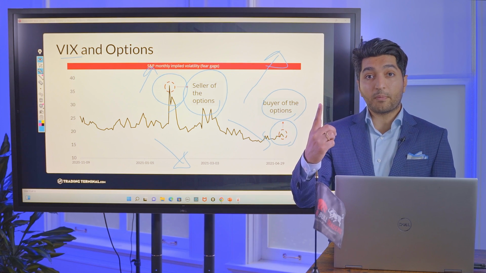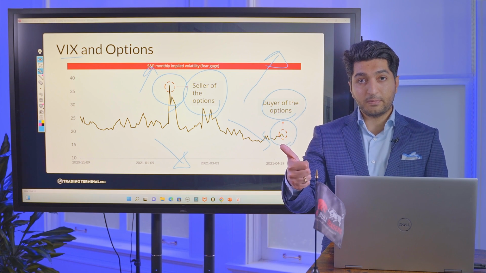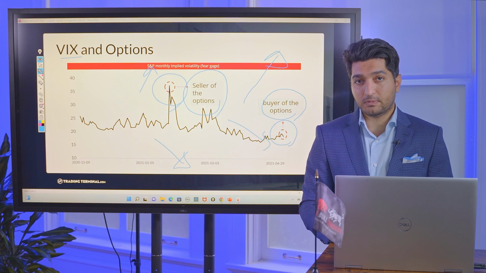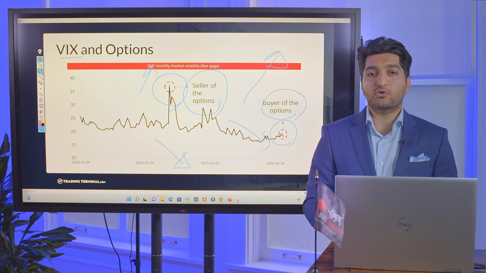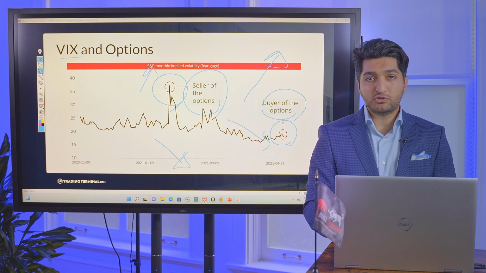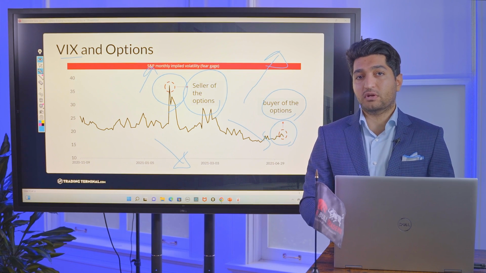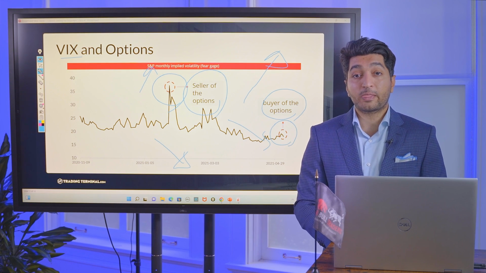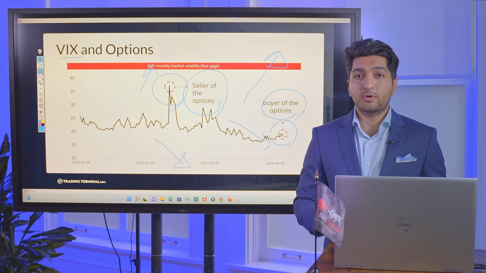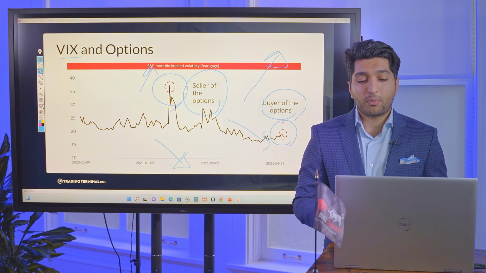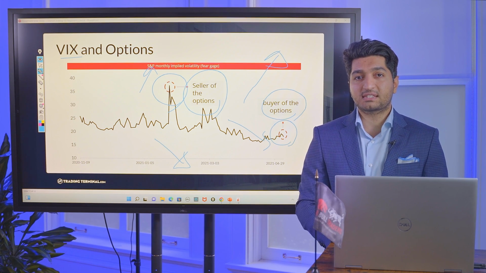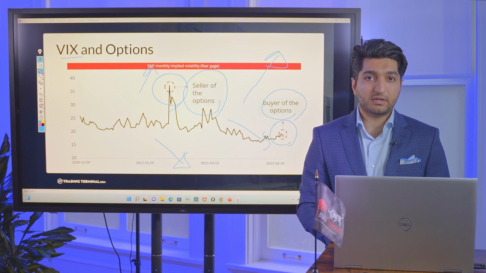When the VIX is up, you want to be the seller of the option, and when the VIX is down, you want to be the buyer of an option. These are key things to know about implied volatility. We could do hours and hours on implied volatility, and if you want to take the advanced option trading course, we're going to spend a lot more time on implied volatility, skew, and so many other factors. But for now, just know these basics. If you can understand these basics, that's 90% of option trading.